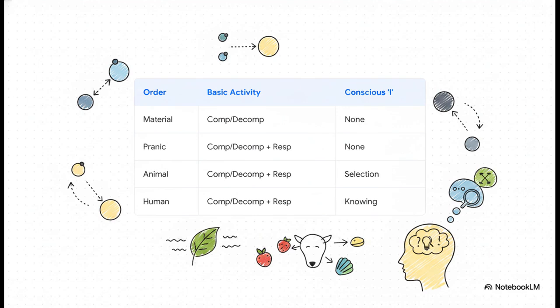Let's look at how this activity scales up across the 4 orders. In the material order, the basic activity is just composition and decomposition, atoms combining and breaking apart. Moving to the pranic, or plant order, we keep composition and decomposition, but we add respiration, pulsating, and breathing. Now notice what happens when we hit the animal and human orders. We introduce a whole new element. Conscious activity, or the I, the self. Animals add the conscious ability to select and assume. Humans take all of that, and we add desiring, thinking, and knowing. So the operating code builds from basic chemical interactions all the way up to complex human consciousness.